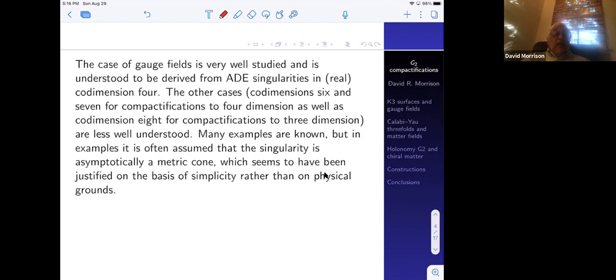Examples are known in those cases, but in the examples, it's often assumed that the singularity is, at least asymptotically, a cone metrically. And that assumption seems to be justified on the basis of simplicity rather than on physical grounds. So on the basis of simplicity, you can make examples, but you don't know if those examples enjoy the general features that we might be hoping to model in such a construction.